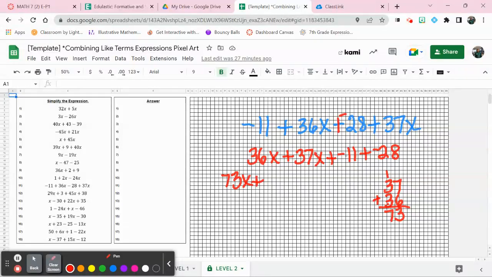We have 2 negatives: negative 11 plus negative 28. Same sign, keep the sign and add the numbers. I'm going to go ahead and put my negative right now, and then I don't need to worry about it as I add these two together, because you can add them. They have, remember, the same signs. So 8 plus 1 is 9. 2 plus 1 is 3. You end up with negative 39. Now, before I type that in, we don't leave plus a negative, so we rewrite that as subtraction. 73x minus 39, and you are good to go.